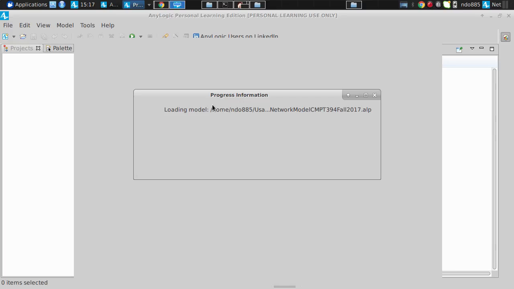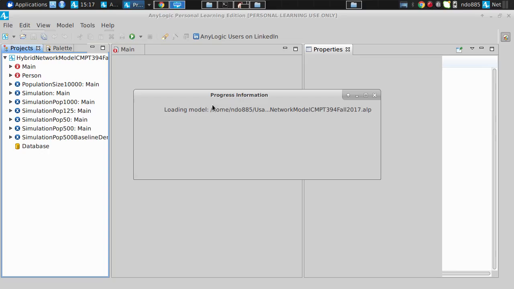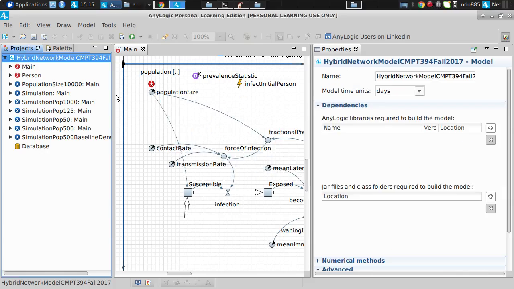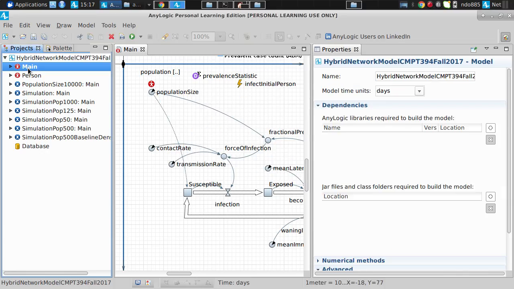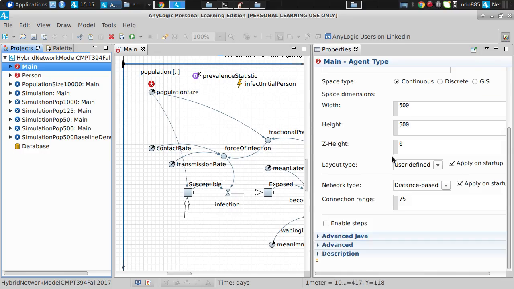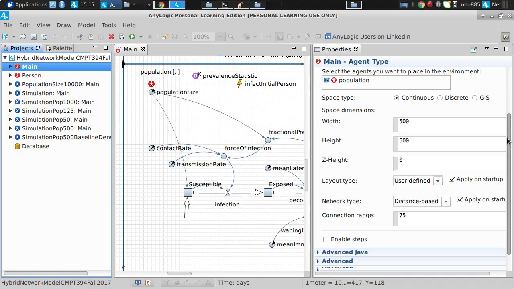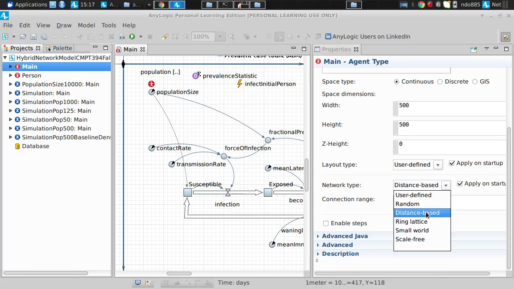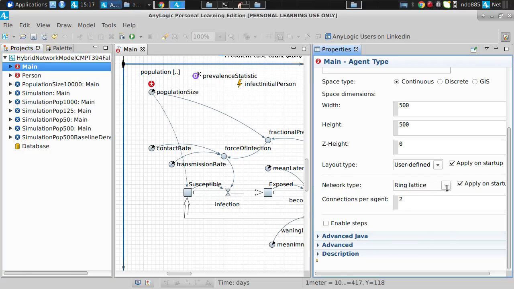So we're going to set the network type to be, instead of a distance-based network, a type of network called a ring lattice. To do this, go to main and scroll down in main to this area called space and network. In space and network, you notice that you can set the network type. I'd like you to change it to be ring lattice instead of distance-based. And you'll notice with ring lattice, we have a different choice: how many agents each agent is connected to.